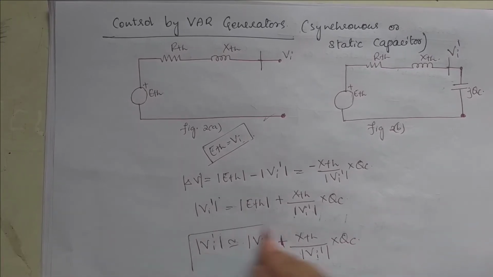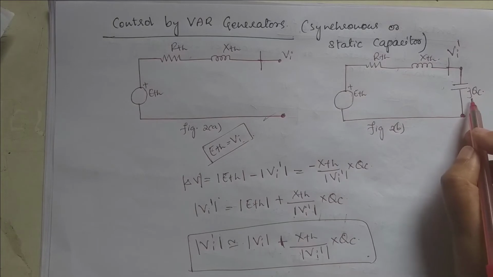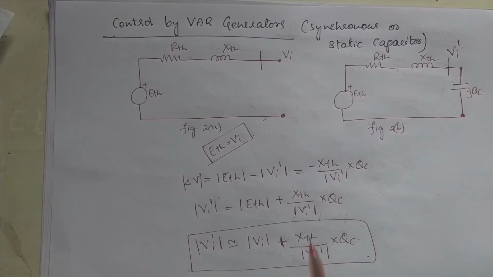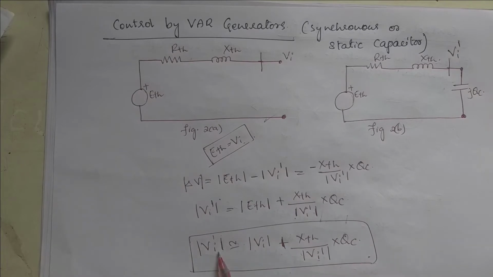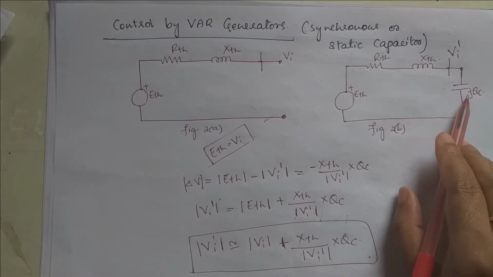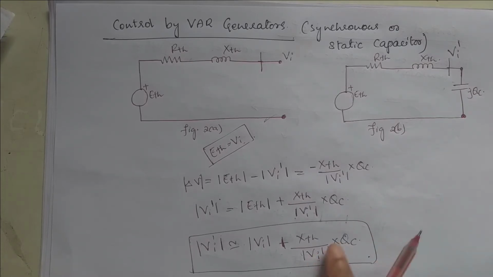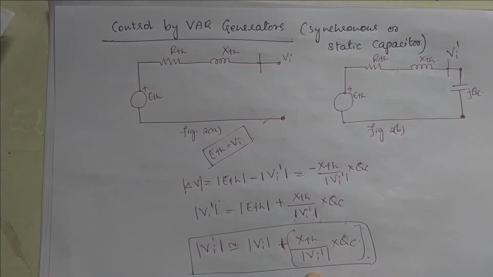By looking at this equation, we can say that the VAR injection of plus jQC causes the voltage at the ith bus to rise approximately by XTH divided by VI dash into QC. That is, positive VAR injection at any bus of an interconnected system would help to raise the voltage at the bus by this much value.